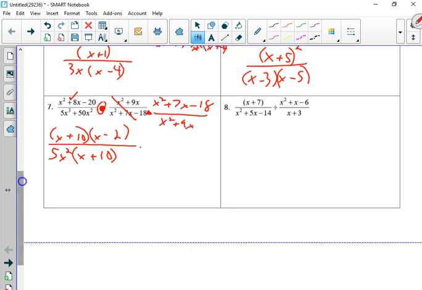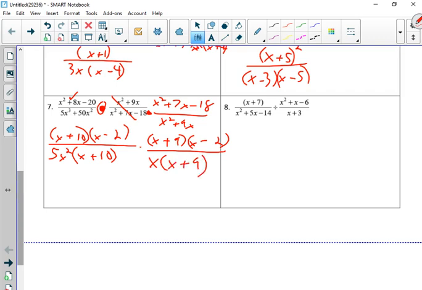Times, or I can write it all in one line. Two numbers that multiply to give me 18 that differ by 7. Well, that's going to be 9 and 2. I want more positives than negatives. On the bottom, I can only factor out an x. That's it.